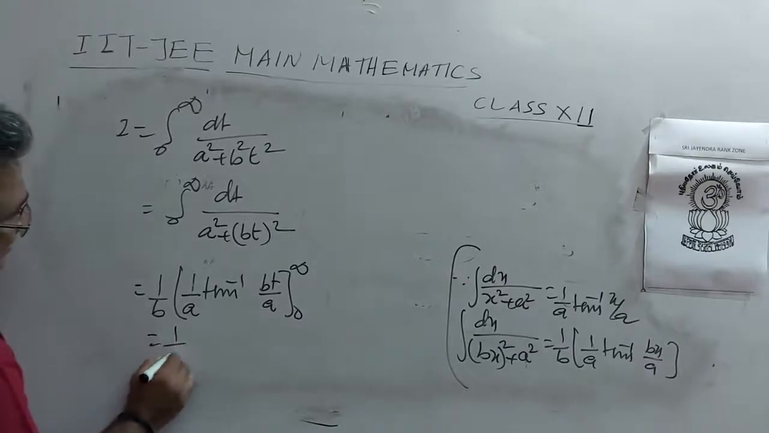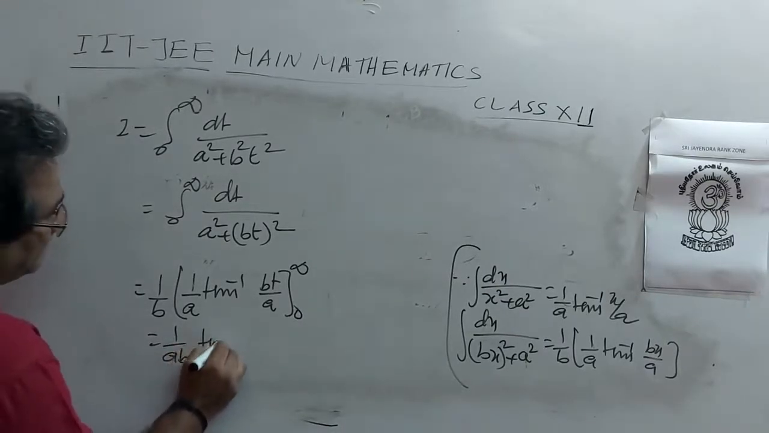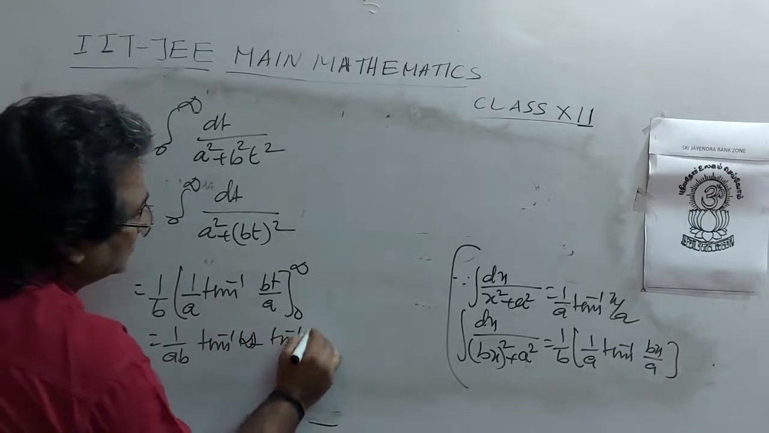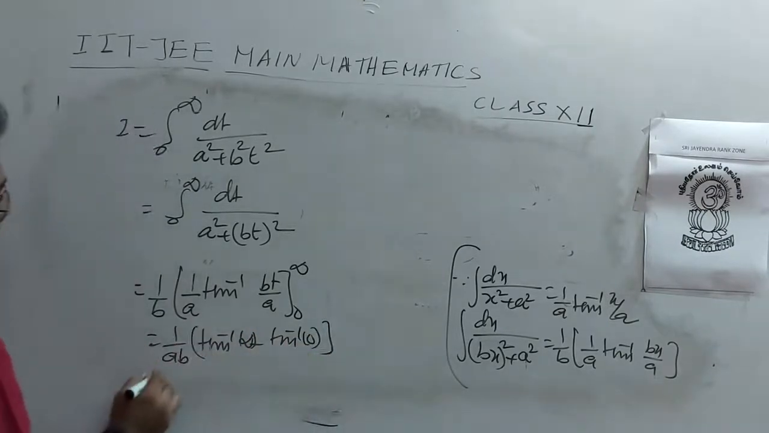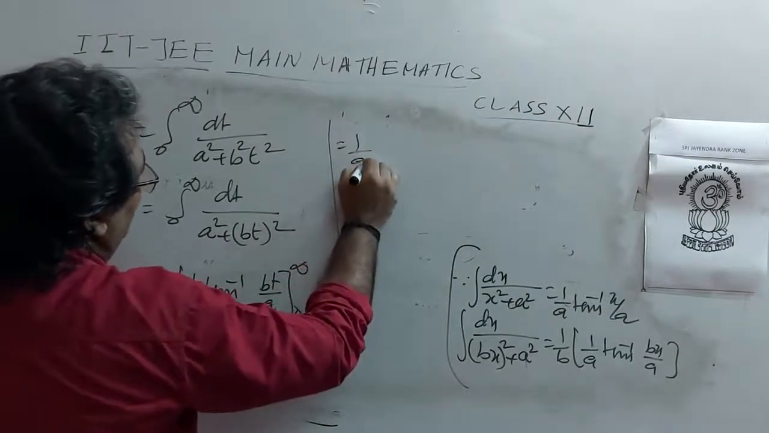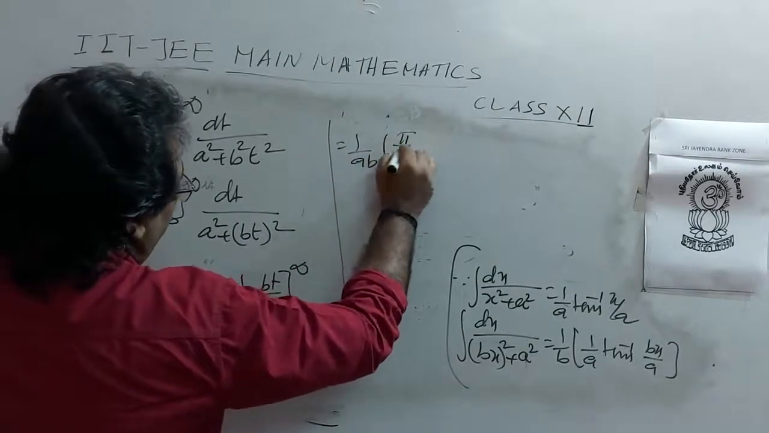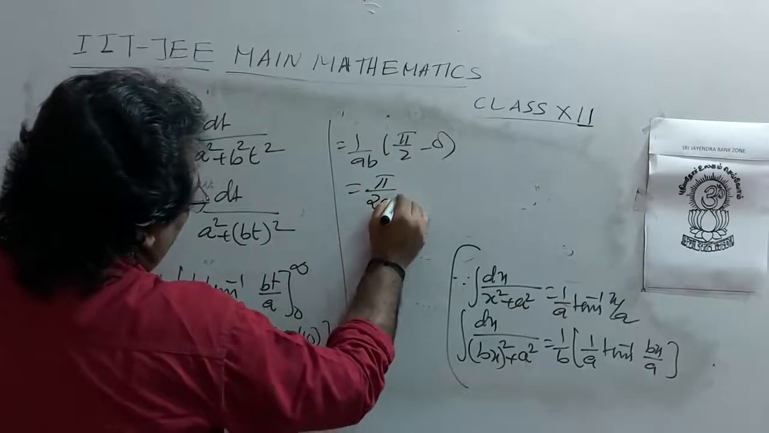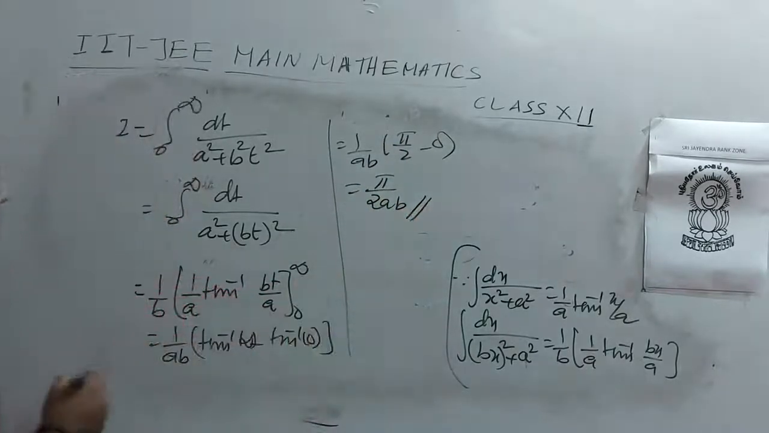So 1 by ab, tan inverse of infinity minus tan inverse of 0. 1 by ab into pi by 2 minus 0. Pi by 2ab.